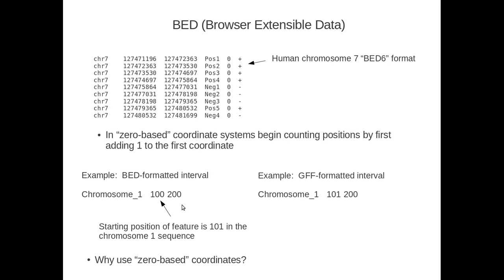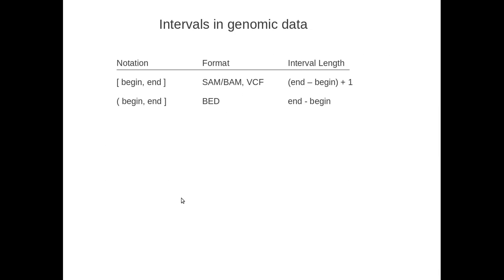Here's another example, maybe where we can see the numbers a little bit easier. This pair of coordinates here refers to positions 101 to 200 on chromosome 1. And in GFF, which is a one-based format, that same interval would be referred to as 101 to 200. So notice that the 3' coordinate here is not zero-based. Notice that in both GFF and BED, the coordinate on the right, or the 3' coordinate of the interval, is a one-based coordinate.